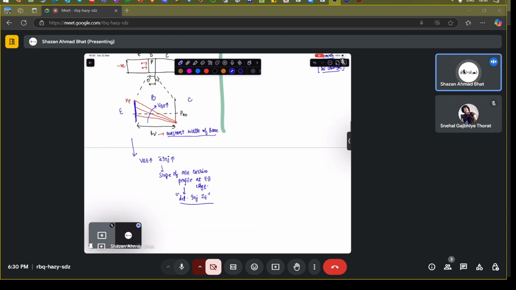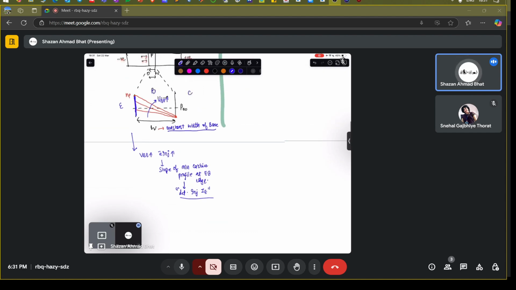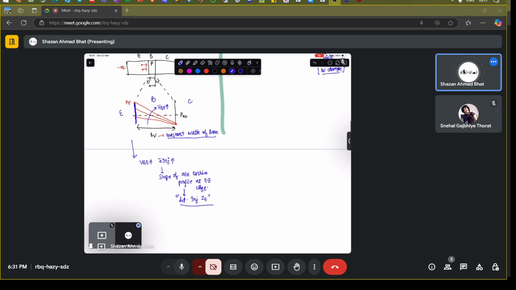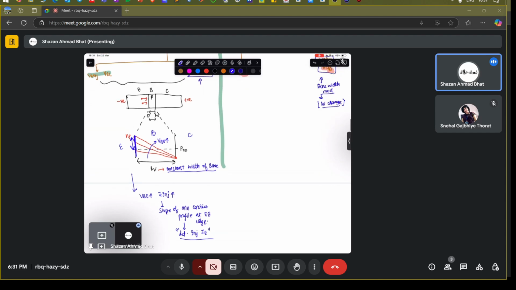Okay, and you see that the slope is varying as you go on increasing the VB. The slope goes on increasing and increasing. So there are different slopes of the minority carrier profile in this particular plot, and this is basically the injected current, the injected electrons in this particular base region.